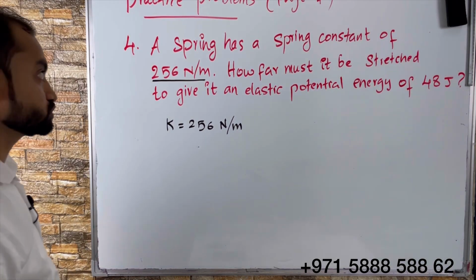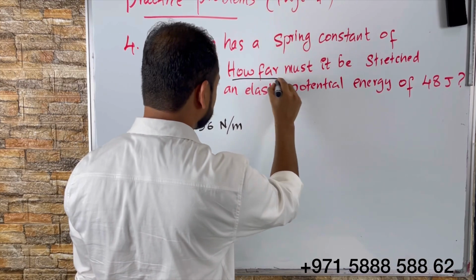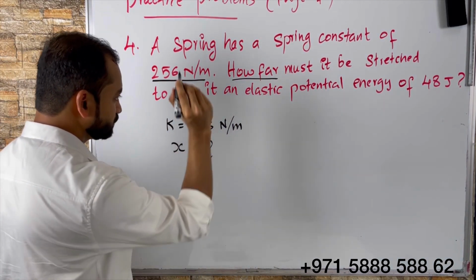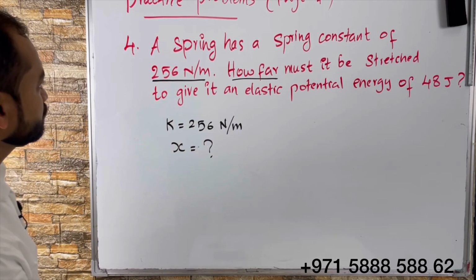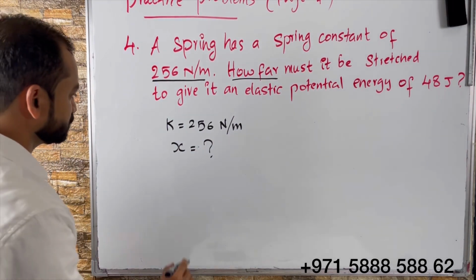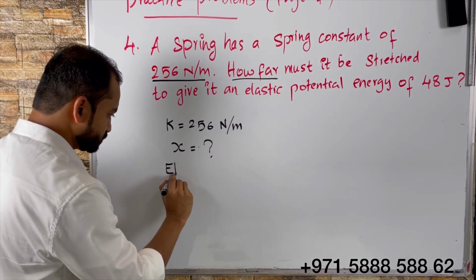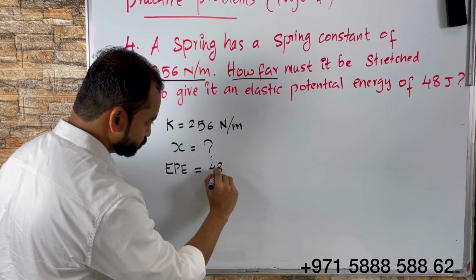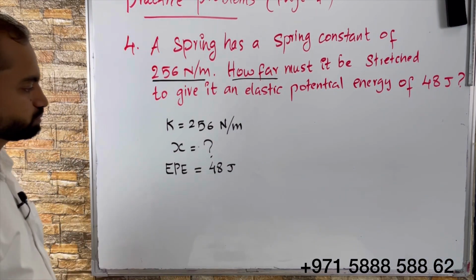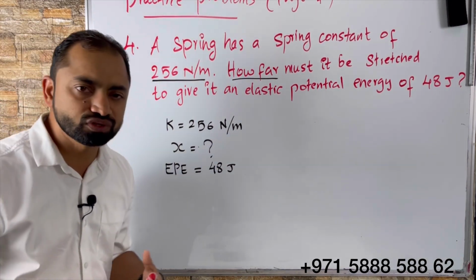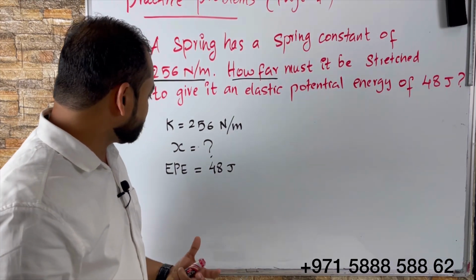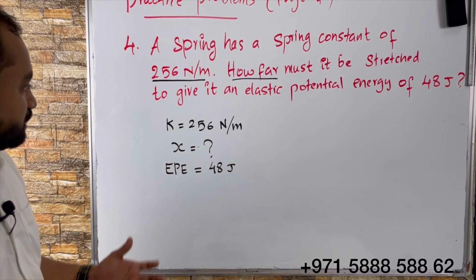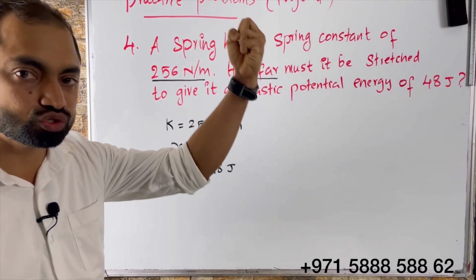How far must it be stretched? How far means we need to calculate the distance, right? We need to calculate the distance. So to give it an elastic potential energy, which is also given, 48 joule. 48 joule is the elastic potential energy. So to give the spring an elastic potential energy of 48 joule, how much does the spring have to be stretched?